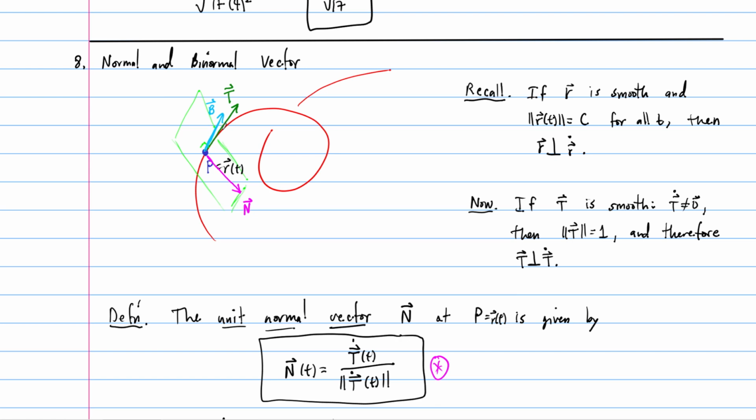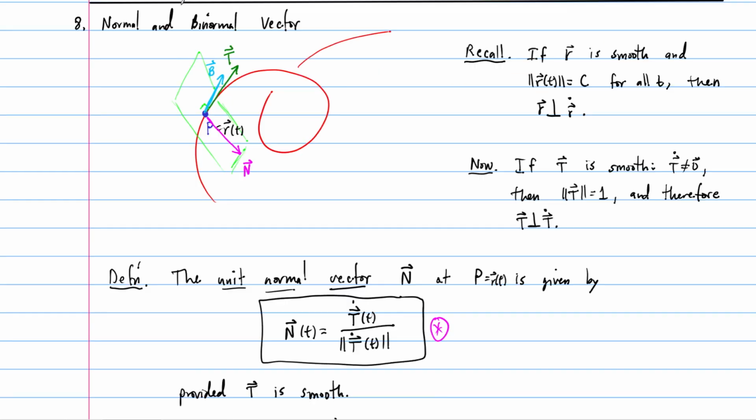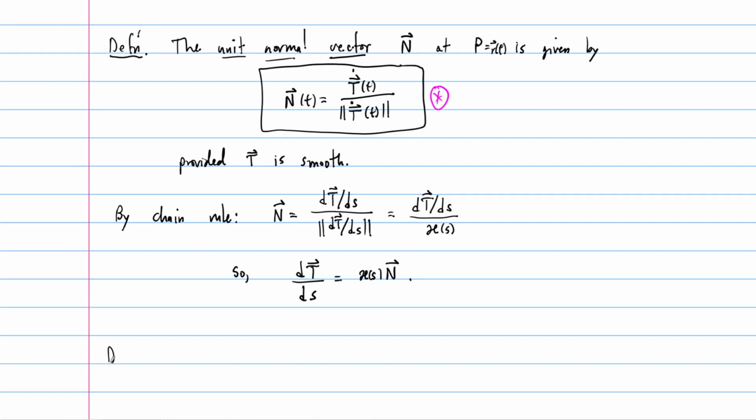So remember how this works. You put the fingers of your right hand in the direction of T, you curl your fingers toward N, and your thumb sticks in the direction of B. And so this vector right here is going to be called the unit binormal vector. So let me write the definition of that one.